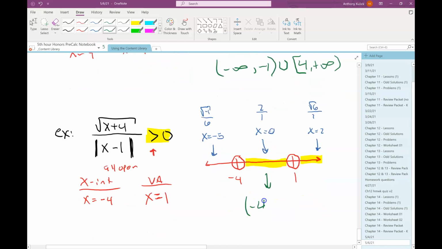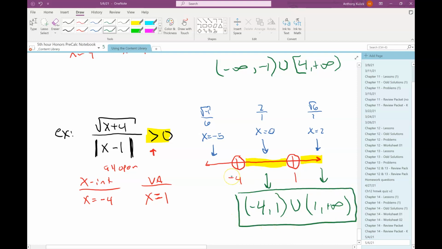So that's going to be -4 to 1. And those are open circles, so I used parentheses. And here we have 1 to positive infinity. Again, open circle, so I have a parenthesis.